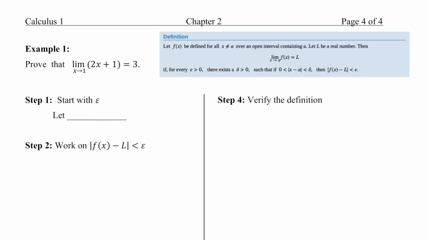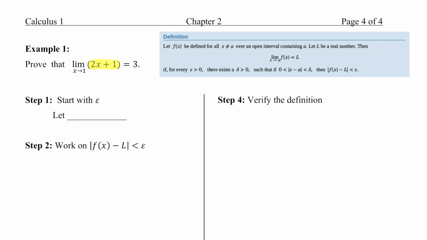We say that the limit of f of x as x approaches a equals L if for every epsilon greater than 0, there exists a delta greater than 0, such that if the absolute value of x minus a is between 0 and delta, then the absolute value of f of x minus L is less than epsilon. So our job is to match this definition with our function.